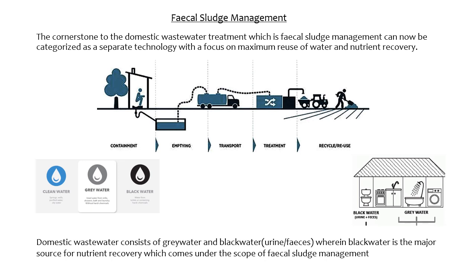The cornerstone to domestic wastewater treatment, which is fecal sludge management, can now be categorized as a separate technology, with a focus on maximum reuse of water and nutrient recovery. Fecal sludge management employs various steps such as containment, emptying, transport, treatment, and recycle/reuse to extract value and contain pollutants from the black water. Domestic wastewater consists of grey water and black water, urine/feces, wherein black water is the major source of nutrient recovery, which comes under the scope of fecal sludge management.